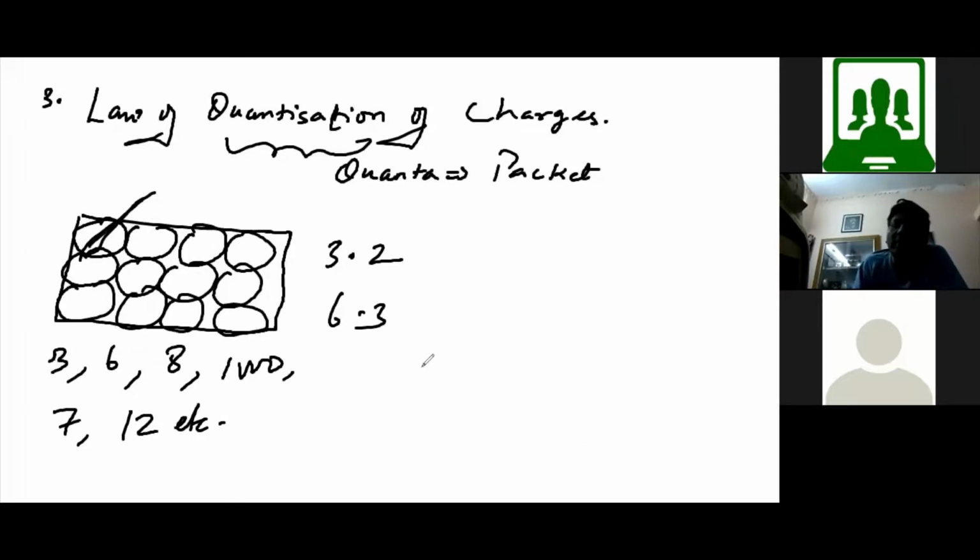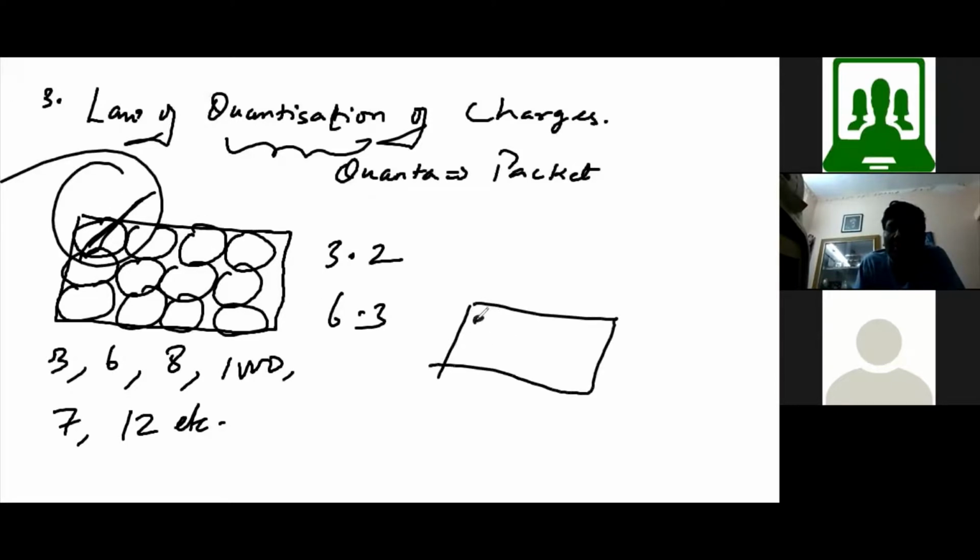Similarly, the law of quantization of charge says, instead of these balls, suppose in a system there are a large number of charges. Let's say one electron, then two electrons, these are the electrons. Now I want to pick electrons from this bag. You cannot cut the charge and pick it up. It's not possible.